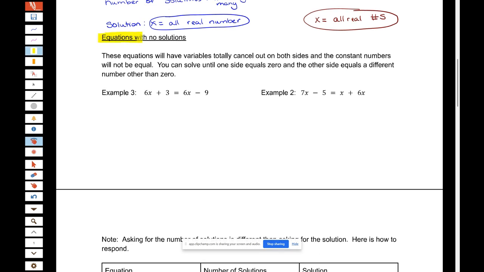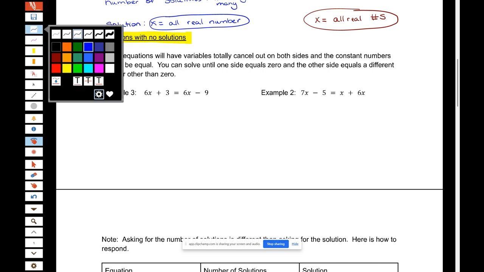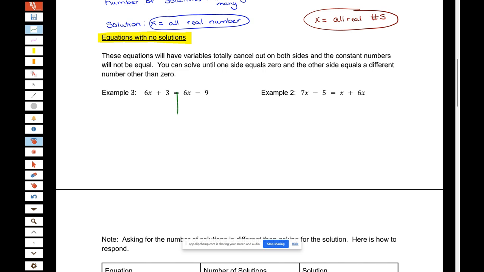Now we're going to look at equations with no solutions. Okay, so something different is going to happen on these, but you're still going to start by moving your variables to one side, and it's still going to be the case that they're going to be the same and they're going to cancel away. So that is going to cancel out. Okay, now we're left with 3 equals -9, which is not a true statement. It's a false statement. 3 does not equal -9. That's not equal, which means this equation has no solutions.